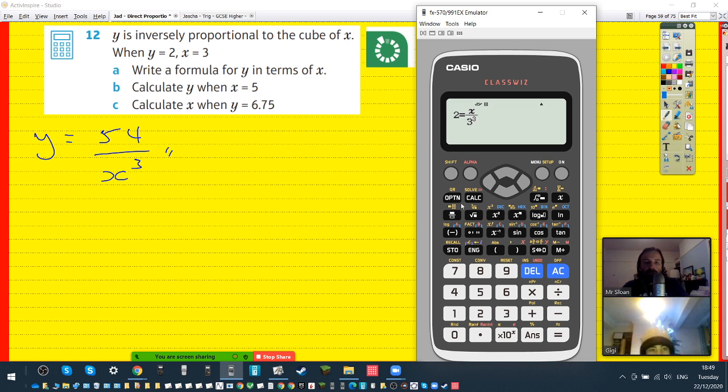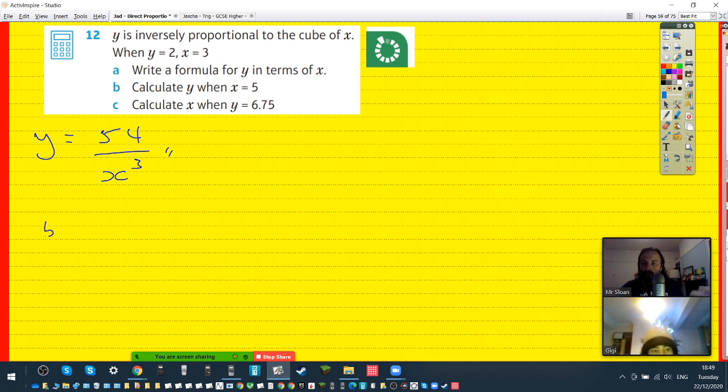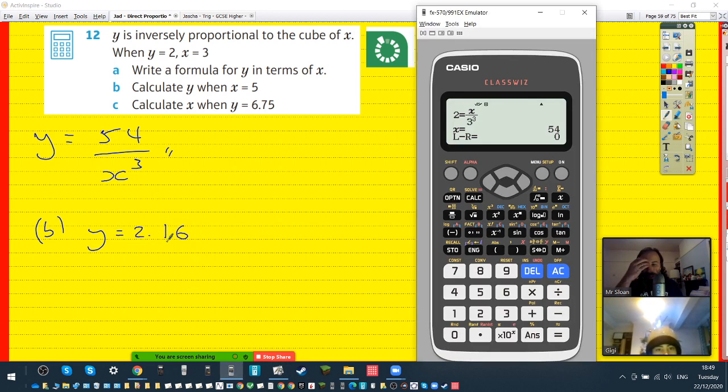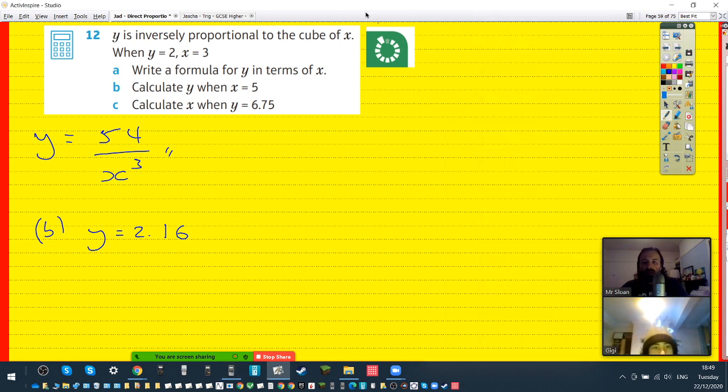b is 2.16. What is that as a fraction? 54 over 25. Yeah, I'll do that. 54 over 25. And c?